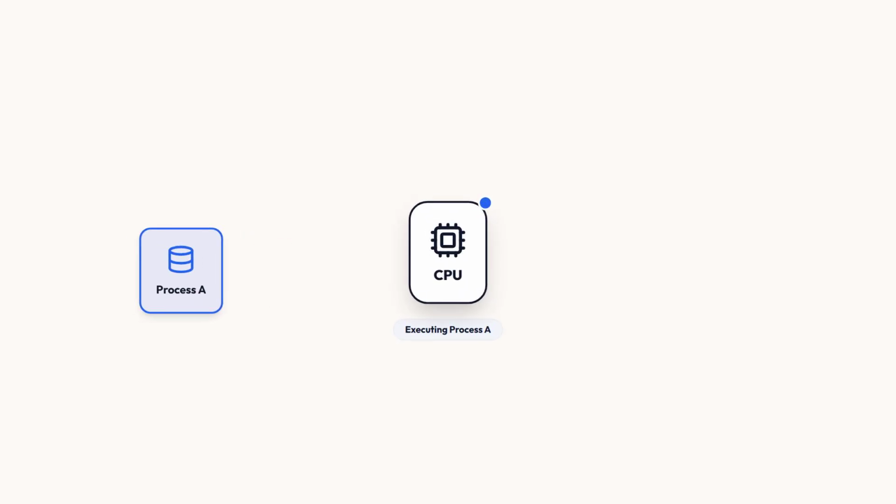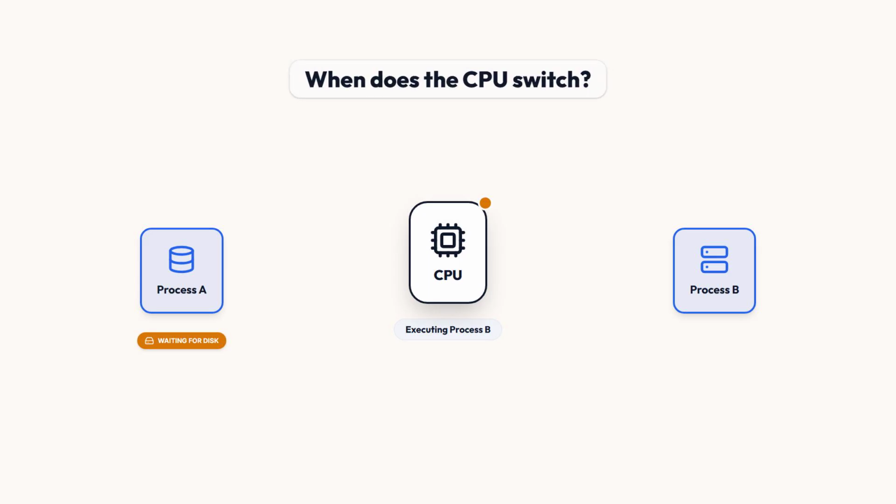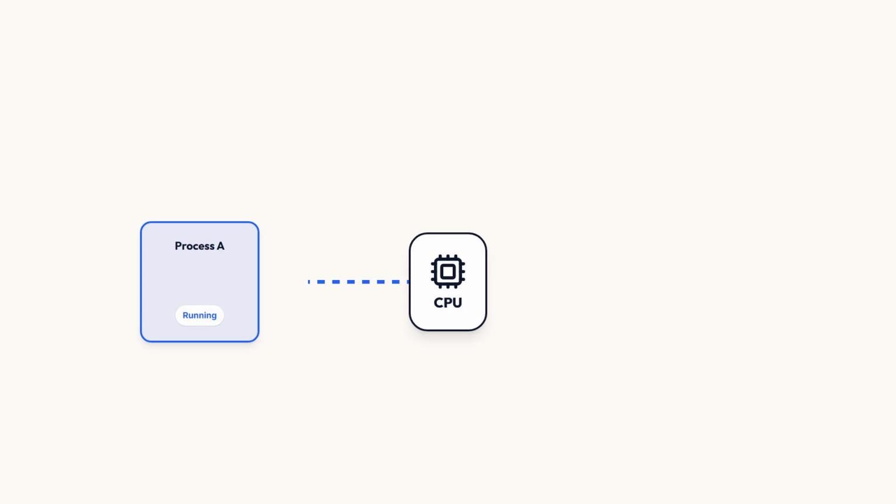In the last video, we saw how the CPU switches between processes. We saw an example where process A was waiting for disk, and the CPU switched to process B. Now the next question is, when does the CPU decide to switch like this? There are two main ways this can happen. Let's understand them one by one.